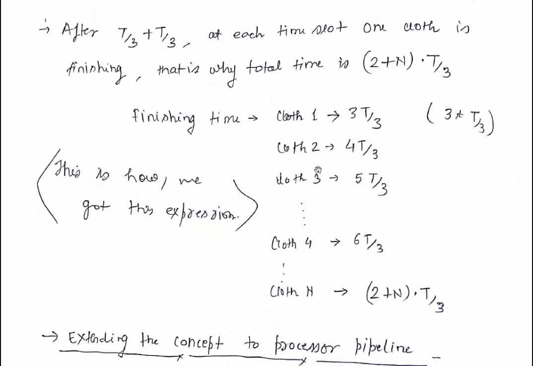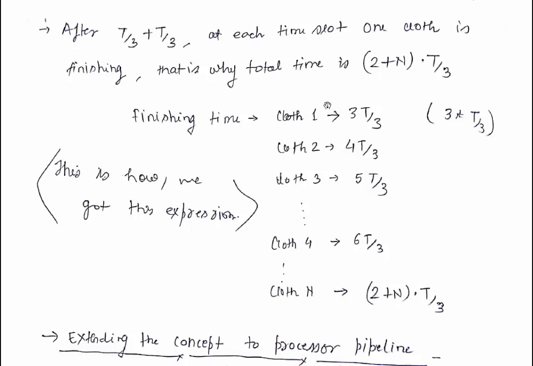Okay, so why have we performed 2 plus n into t by 3? Because after t by 3 plus t by 3, at each time slot one cloth is ready. That is why the total time here is 2 plus n into t by 3. So cloth 1 would finish by t, cloth 2 would finish by t plus t by 3, that is 4t by 3, and after each t by 3 you will be getting one cloth ready. Okay, so total time would be 2 plus n multiplied by t by 3.